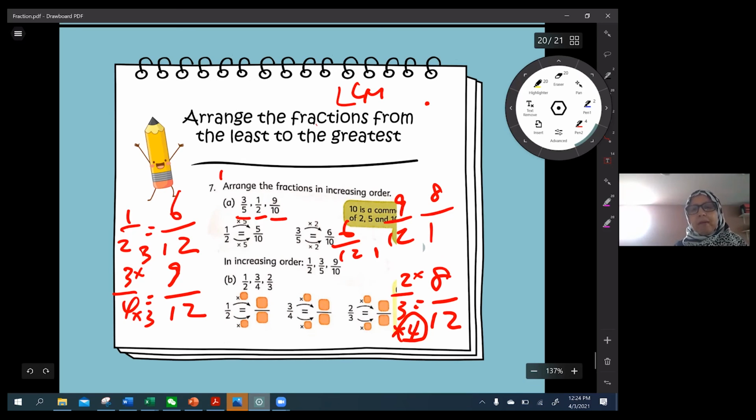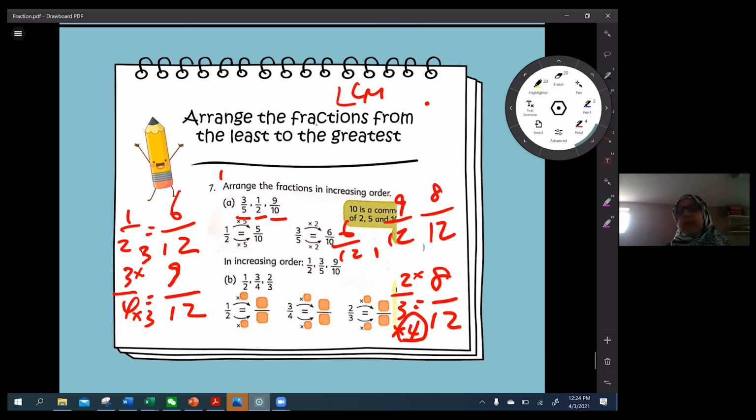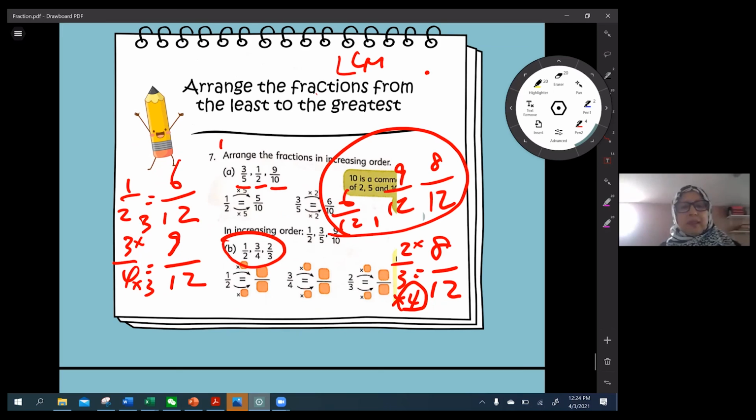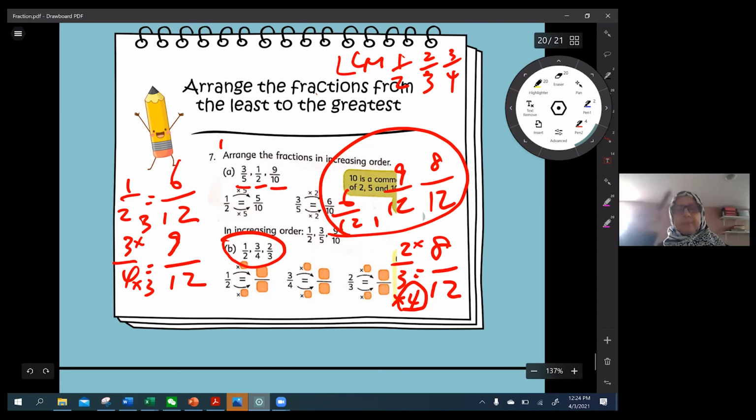When you're writing your answer, remember you have to write it like this. You cannot write this. So you have to say the smallest one is 1/2, and the second one is 2/3. And the biggest one is 3/4. So now the answer would be written as such.